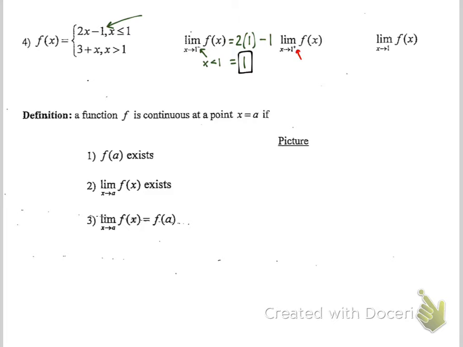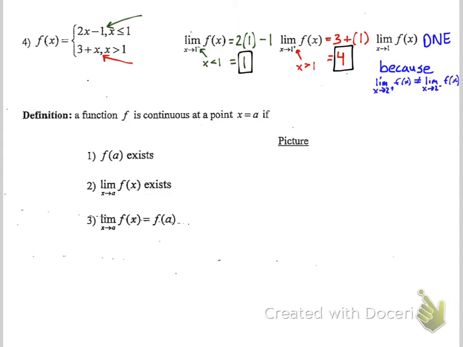For the right side, I need to think about that is when x is greater than 1. And so I can see the piecewise function and recognize that's going to be the bottom one. So for this, I can also use the bottom part of the function instead, and I can simply plug in 1 again there, which gives me 4. So the limit does not exist because the limit from the right and the limit from the left are not equal. 1 is not equal to 4.